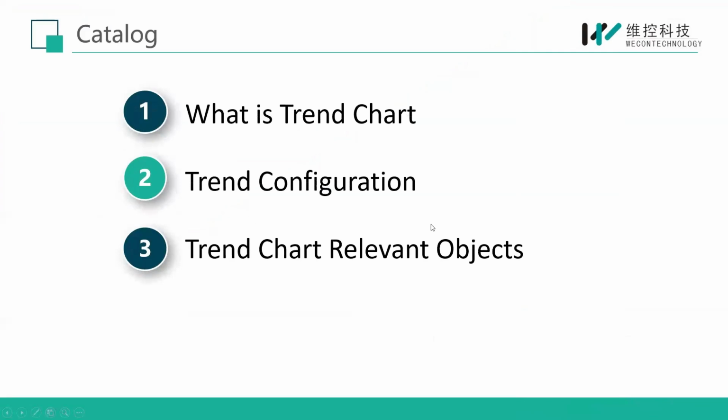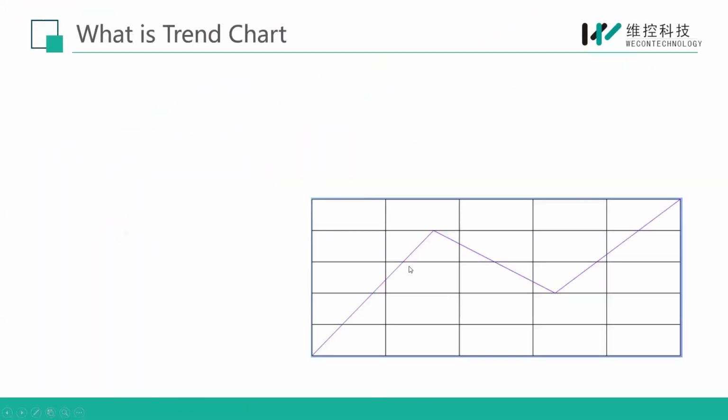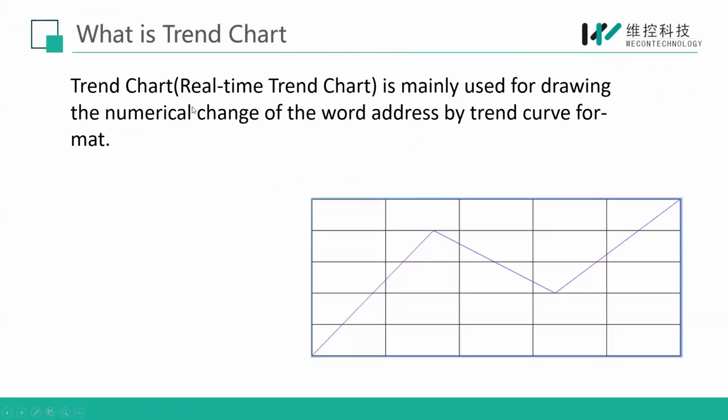So what is trend chart? We will view trend chart configurations and trend chart relevant objects. Real-time trend chart is mainly used for drawing the numerical range of the word addresses in trend form. So whatever numeric value there is, we want to see it in the form of a trend, okay, so we use the trend chart.